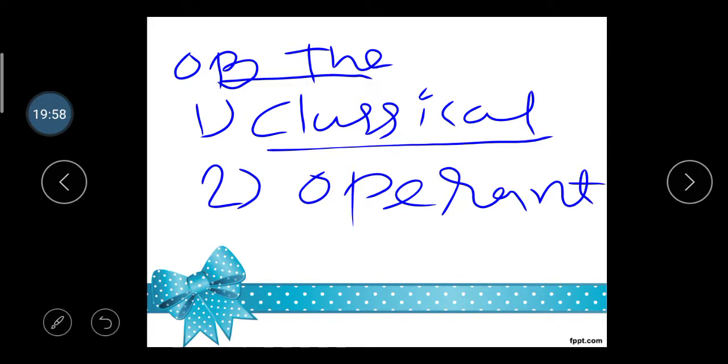Okay, operant theory, or you can say the reinforcement theory. This theory was developed by the American psychologist B.F. Skinner, and it highlights that a stimulus results in different responses based on new learning.